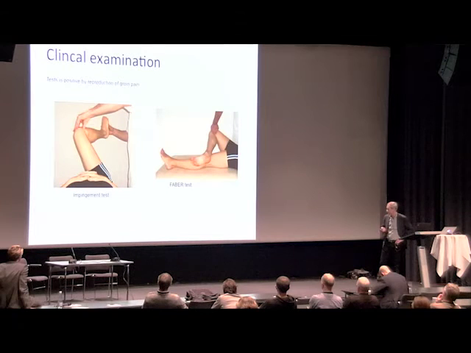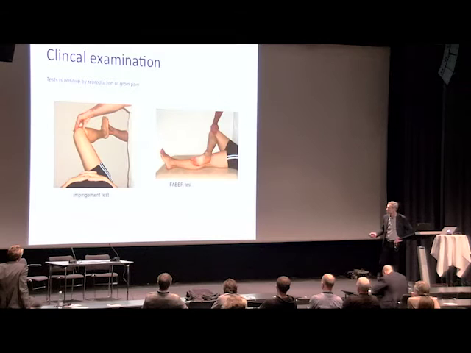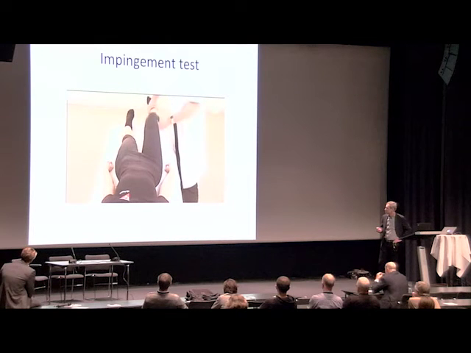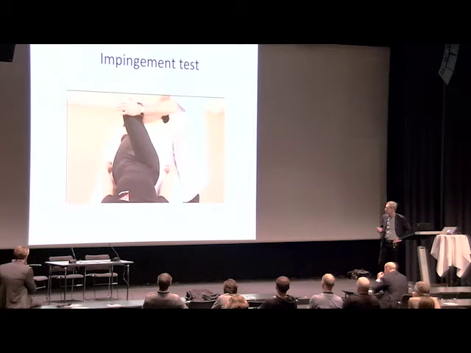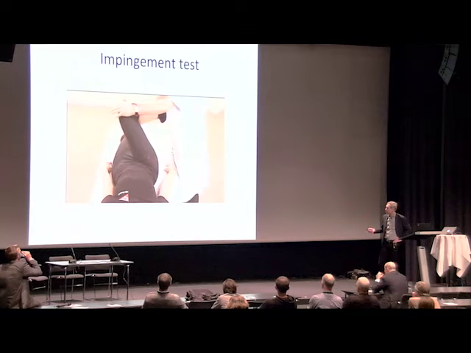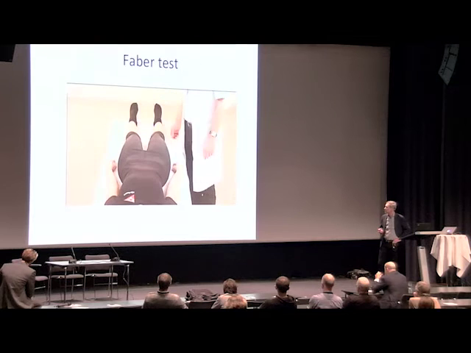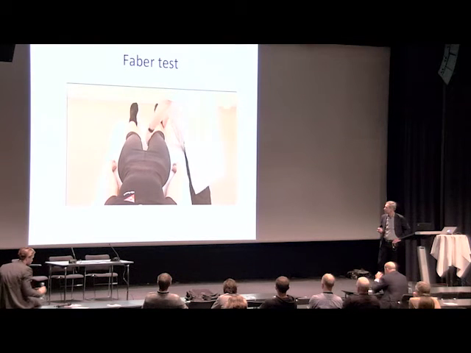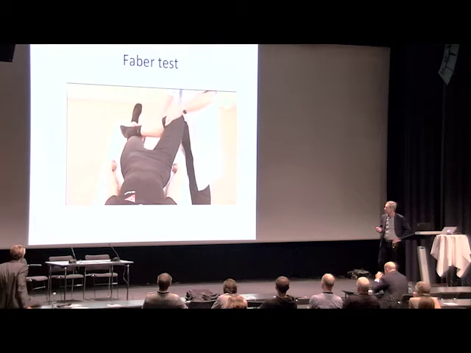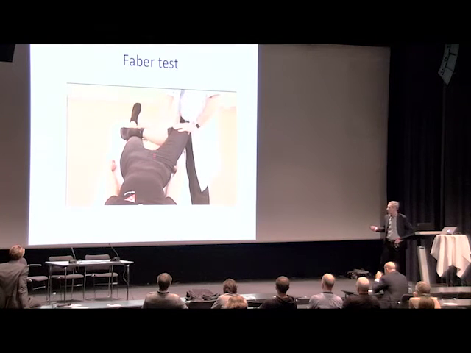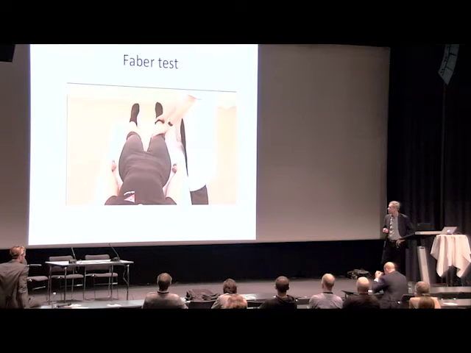Before we do that, we will of course do a clinical examination. We'll do the impingement test and the FABER test, as most of you probably know. For the impingement test, we flex the hip with internal rotation and adduction, and if the patient has pain in the groin, the test is positive. Next is the FABER test, where we again flex the hip, externally rotate, and push the knee towards the floor. If the patient presents with pain in the groin, the test is positive.